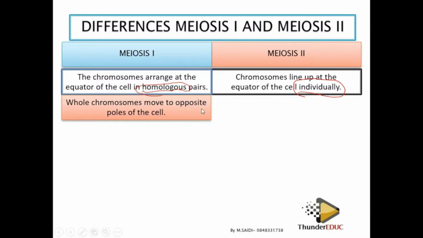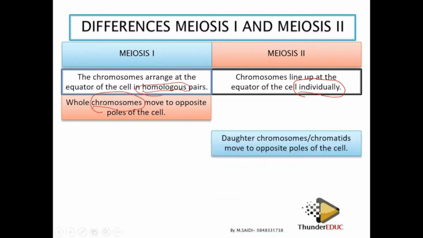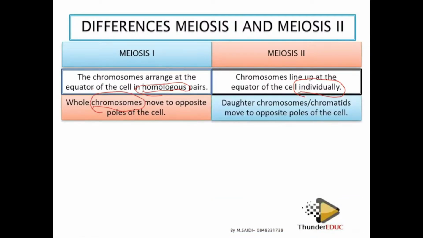They are not saying chromosomes, it means that they were chromatids now, not homologous chromosomes. So the chromosomes now move to opposite poles. What moves to opposite poles in terms of meiosis II is the chromatids. Chromatids move to opposite poles.